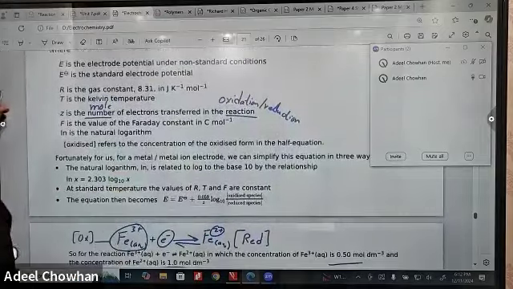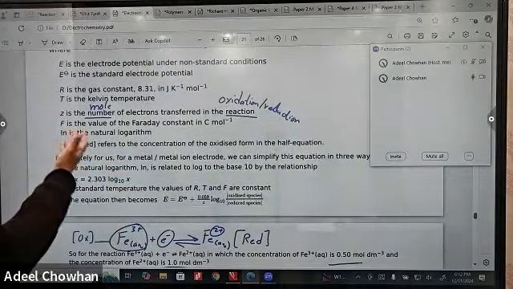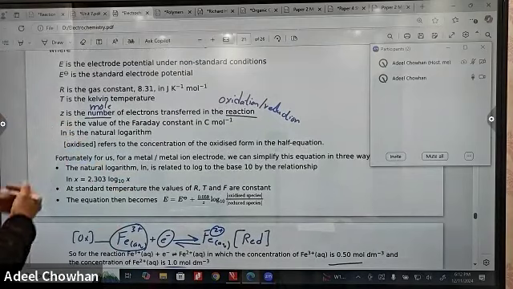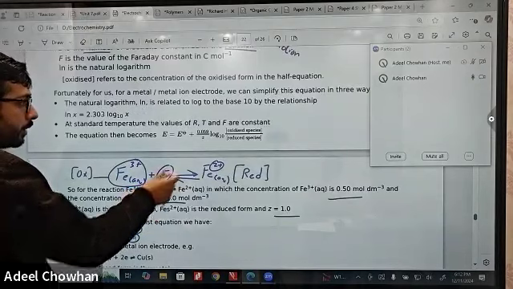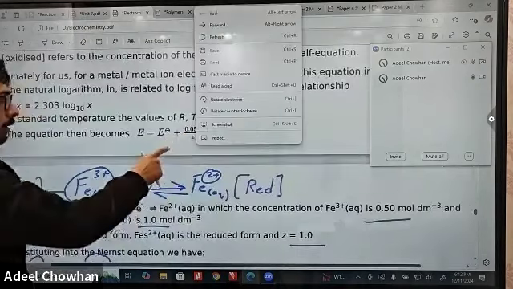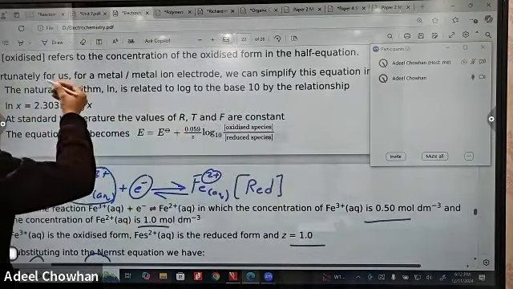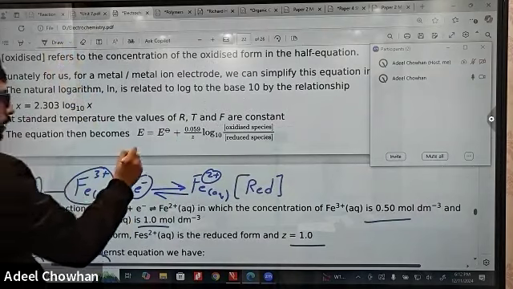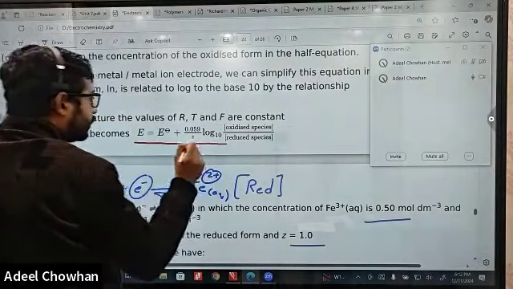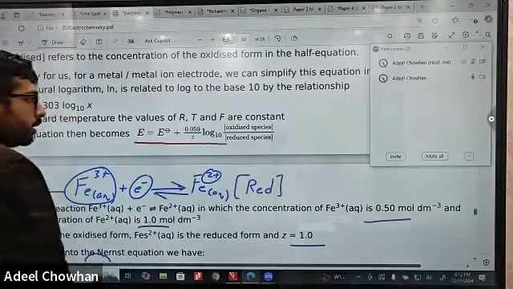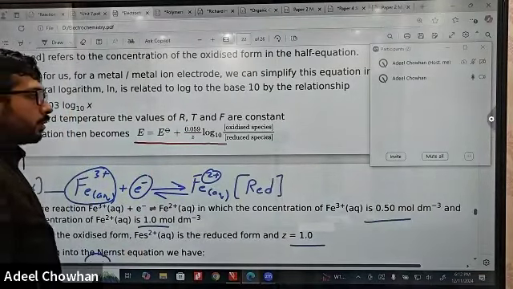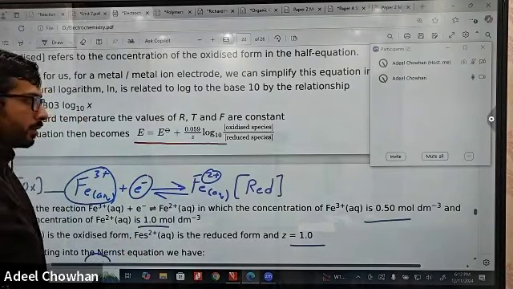Later on, we were familiarized with the variables used here: R, T, Z, F, and all of these values. Then at the end, you will use this last formula for your calculations. You have to use this one: E is equal to E naught plus 0.059 over Z into log of oxidized species divided by reduced species.